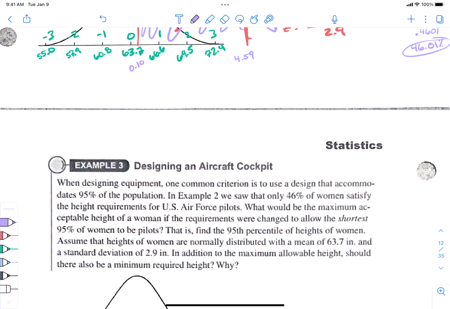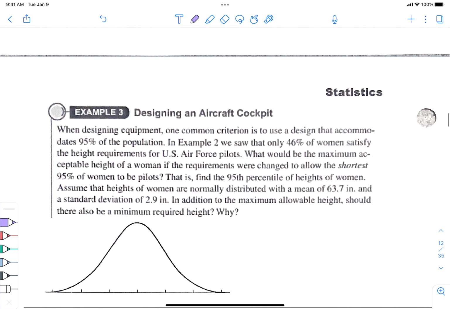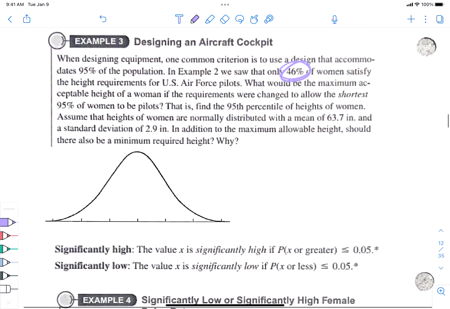When designing equipment, one common criterion is to use a design that accommodates 95% of the population. In example 2, we saw that only 46% of women satisfy the height requirements. What would be the maximum acceptable height of a woman if the requirements were changed to allow the shortest 95% of women to be pilots? If 95% is the cutoff mark, where is the division line at? If we're going to allow the shortest 95% of women, where are we going to divide?